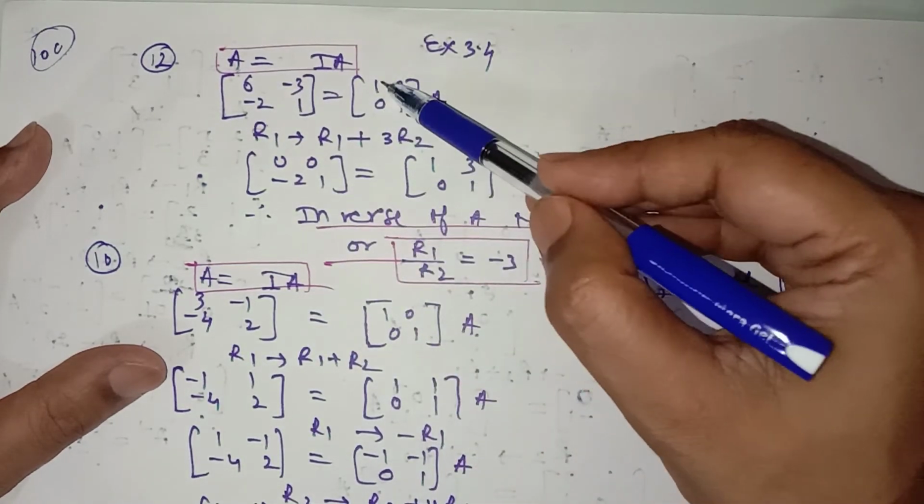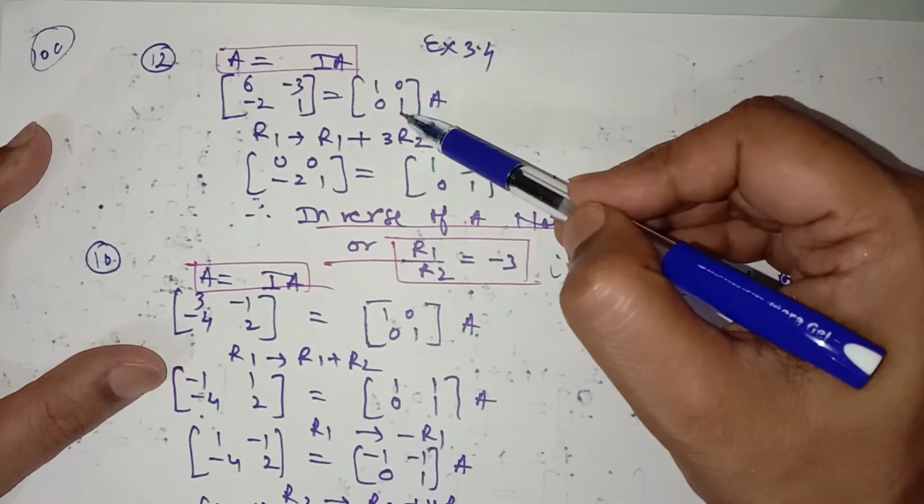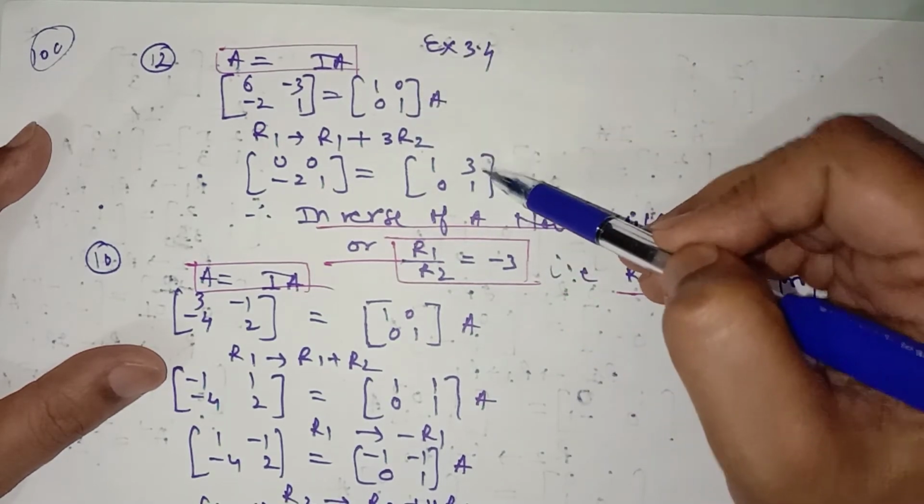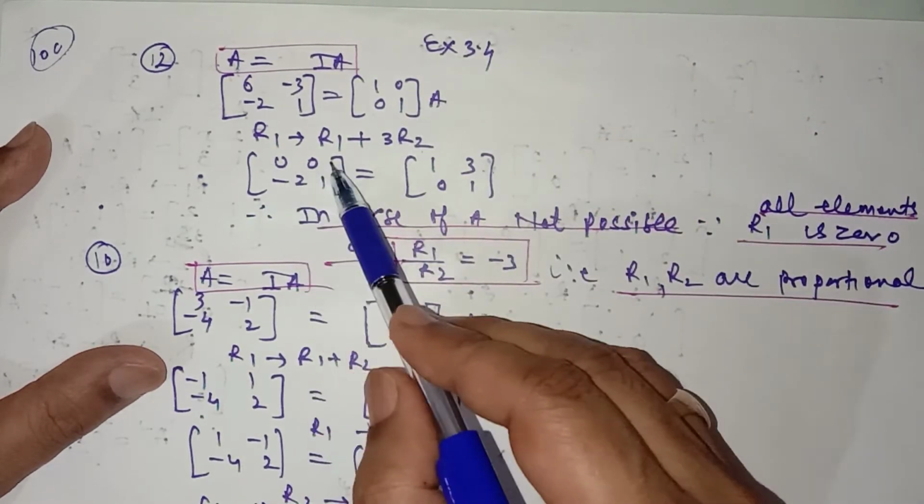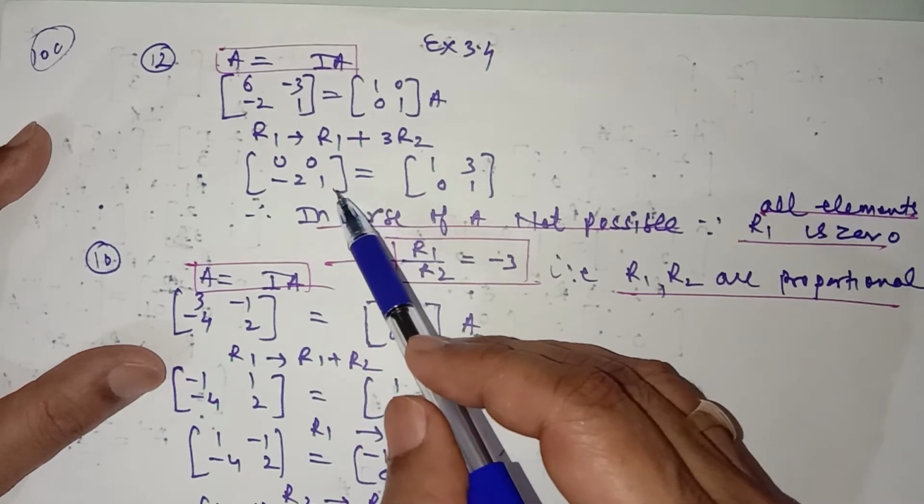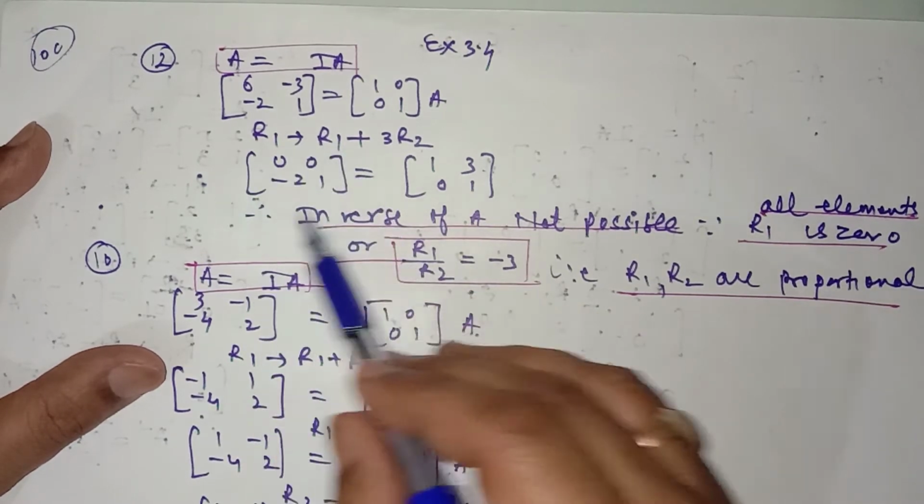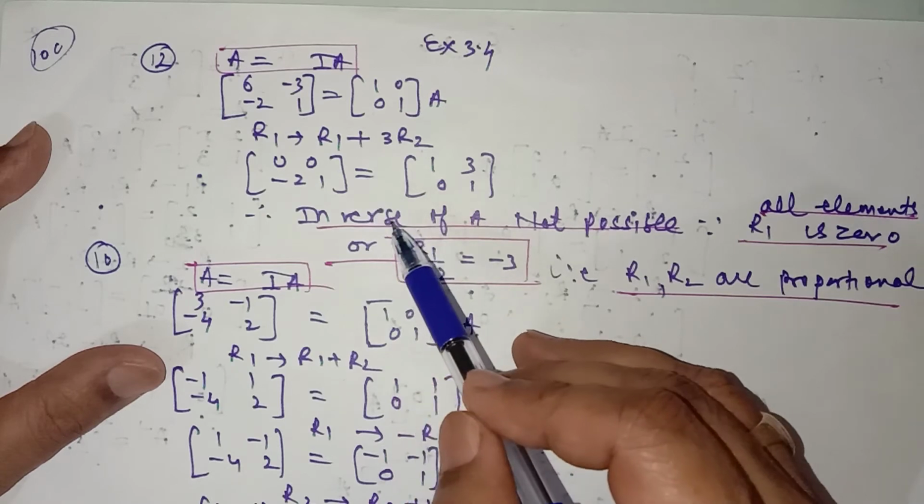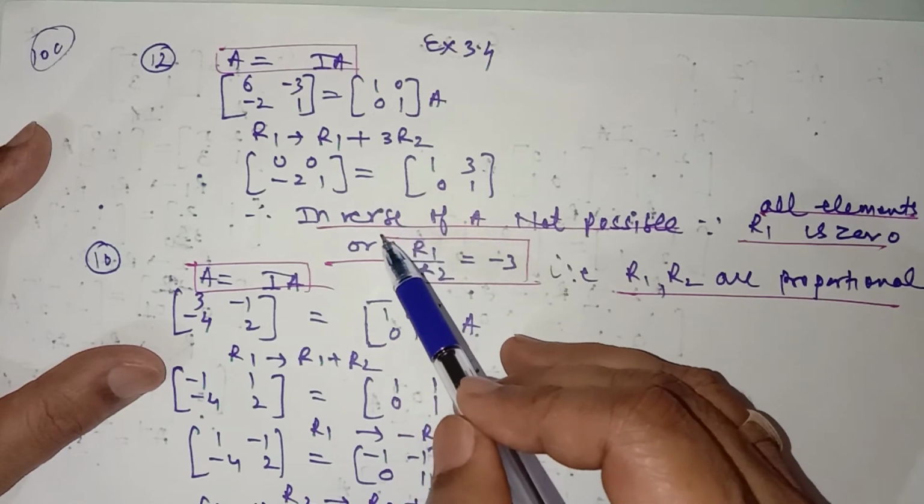Multiply this by 3 and add it to this, you will get 1. Multiply this by 3 and add it to this, you will get 3. Now what you are seeing here is that all the elements of the first row of this matrix are 0, 0. So it means the inverse of this matrix does not exist. We cannot find the inverse of this matrix.